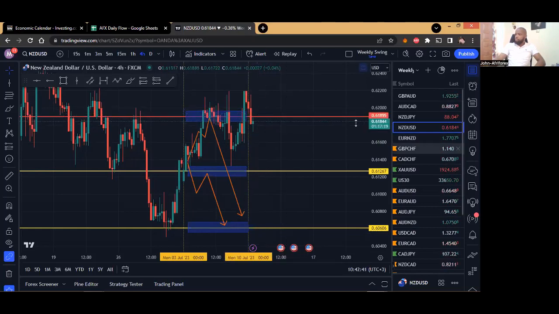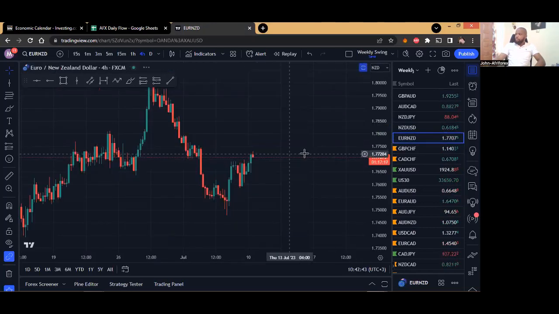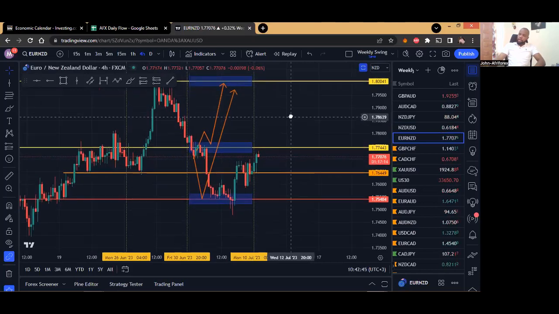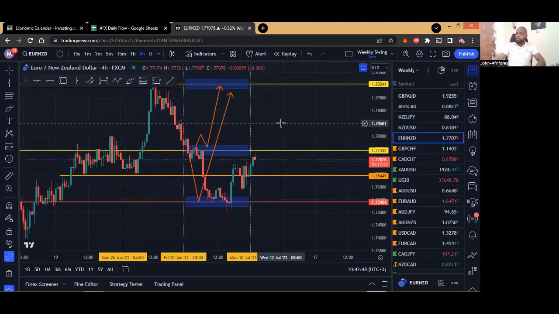Could find the market possibly ranging within here, because you could find that the New Zealand dollar and the US dollar could both be fighting in terms of weakness. So that's not something that we're going to be watching out for.